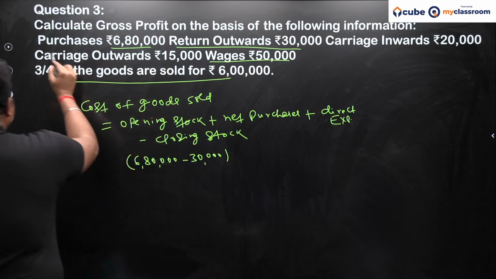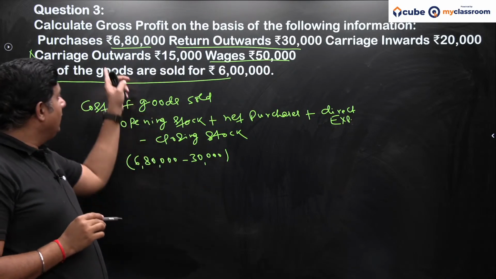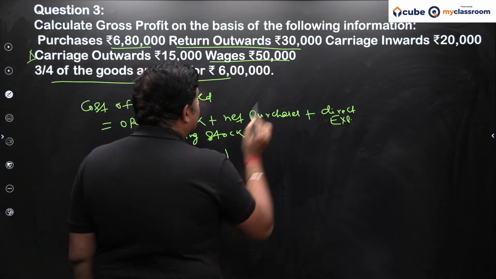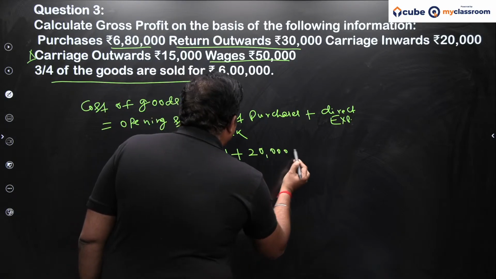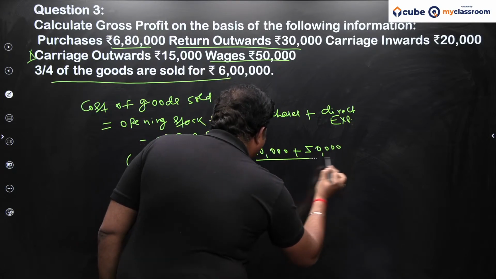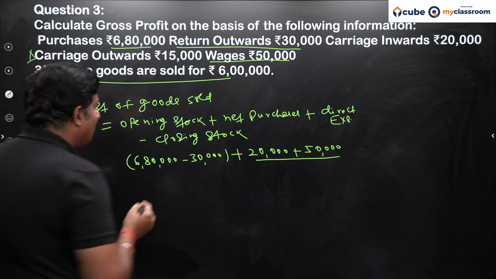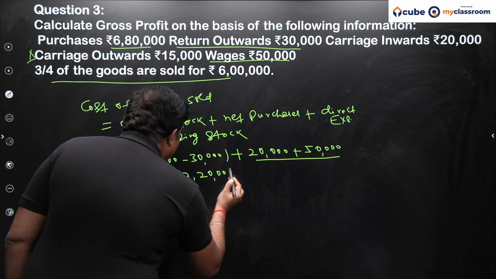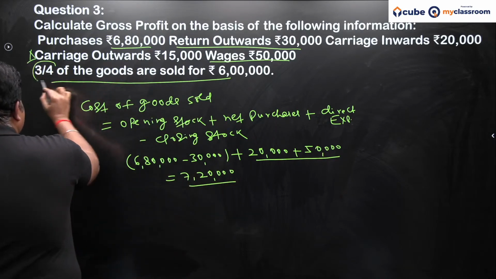Carriage inward and wages are good examples of your direct expenses. You should not consider the carriage outward, because that will be your indirect expenses. It is something which is related with the sales, so we will not consider it. So carriage inward of 20,000 and wages of 50,000 should be taken into consideration, and these are your direct expenses. So 6,50,000 plus 70,000 will give you 7,20,000.